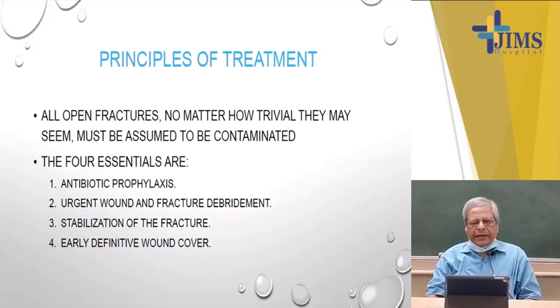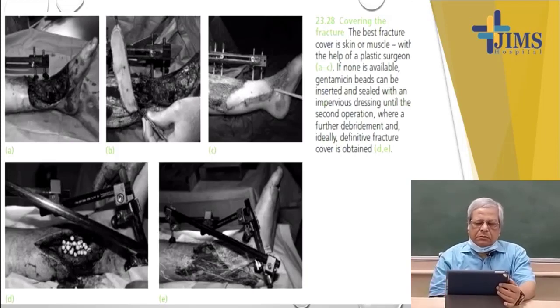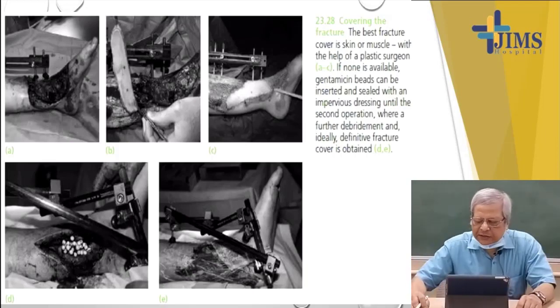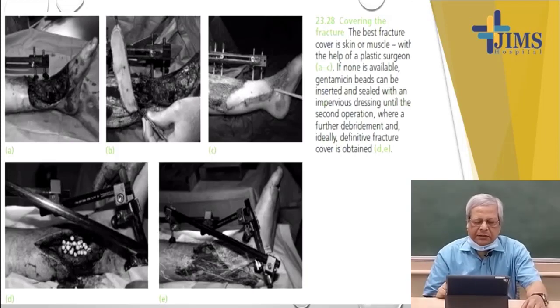Then comes stabilization of the fracture by external fixators and early definitive wound cover, either by a flap, free flap, or after a few days, suppose by a split thickness skin graft. The best fracture cover is skin or muscle with the help of a plastic surgeon. If none is available, gentamicin beads can be inserted and sealed with an impervious dressing, that is a vacuum closure.